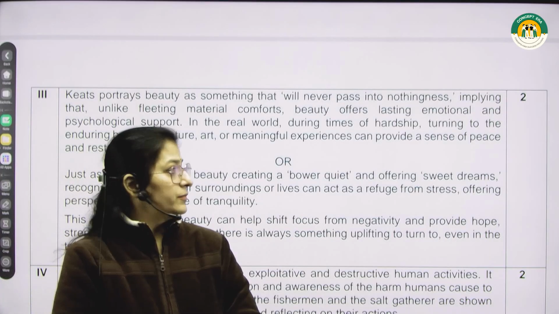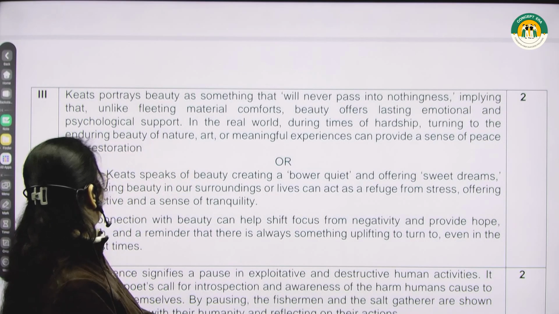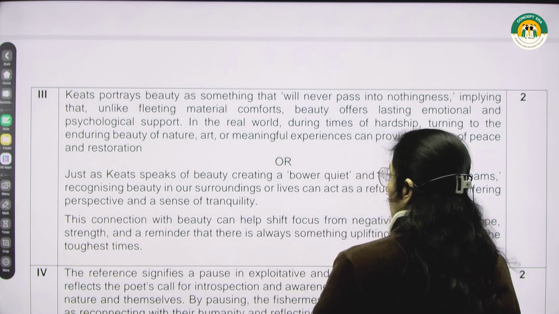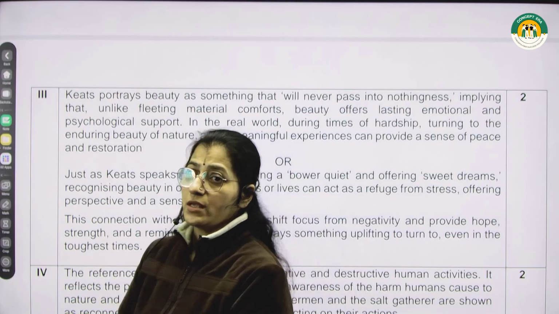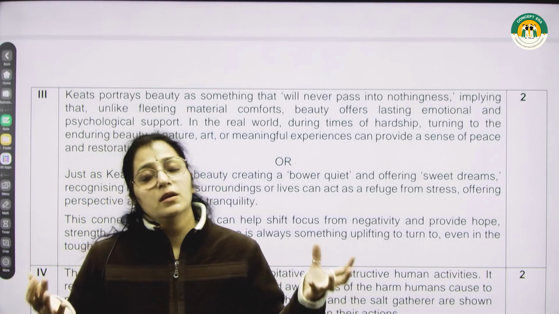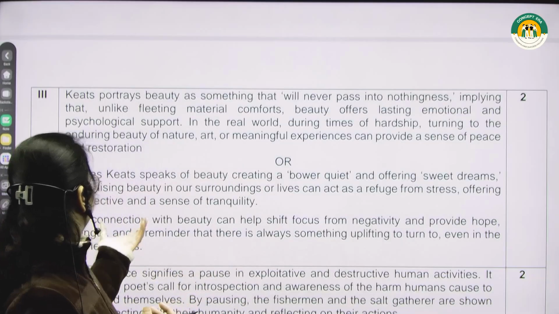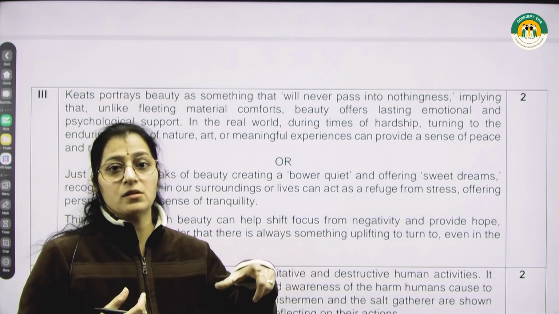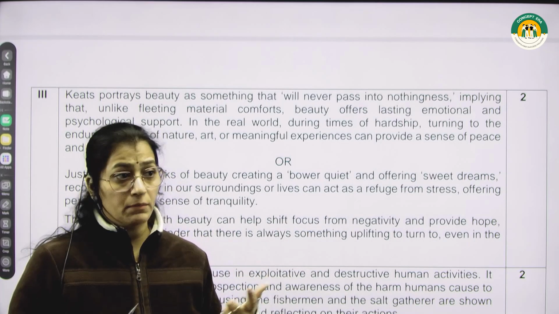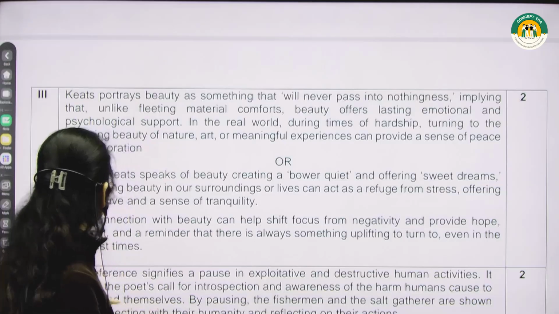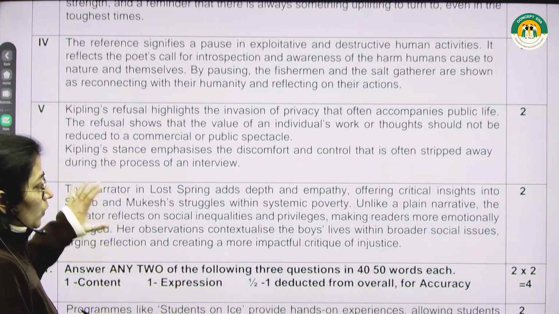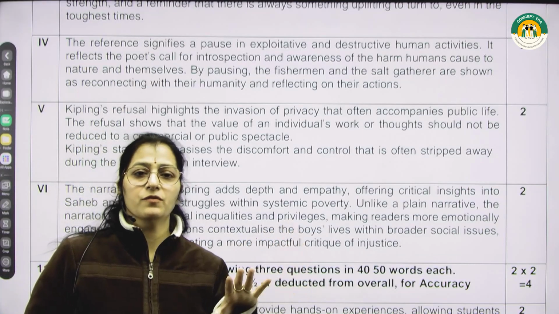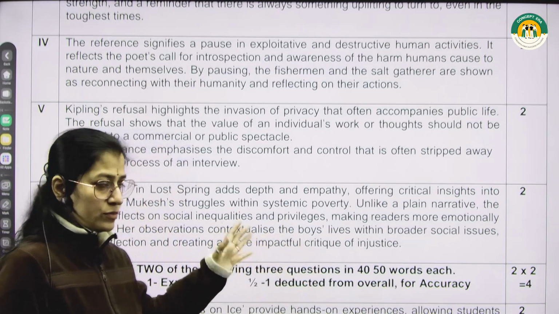A Thing of Beauty, right? This is what sweet dreams. Recognizing beauty in our surroundings or lives can act as a refuge from stress, offering perspective and a sense of tranquility. Yes, a sense of peace, a sense of tranquility and a sense of perspective. Offering perspective and refuge from stress. This is how a thing of beauty is suggested by the poet John Keats. Now, all these answers, if you notice, CBSE is asking you to write within a 40 to 50 word limit, right? This is how they are given.